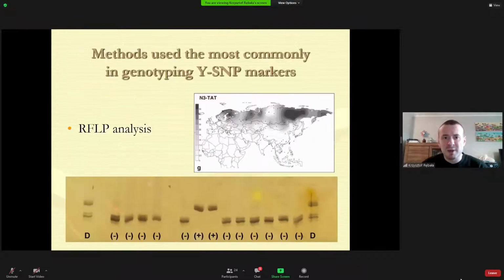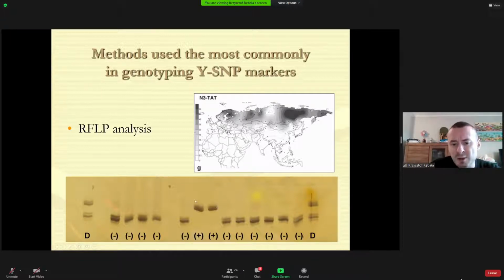Examples of methods used most commonly in genotyping Y-SNP markers: the RFLP analysis. And here is an example from our practice. This is a mixture of 2 products which are possible to detect. This is a polyacrylamide gel, and DNA fragments were stained with silver. If the PCR product is digested with the enzyme, the fragment is shorter. So you can see an individual which has the ancestral state at this TAT marker, so it means that this individual does not belong to haplogroup N3.